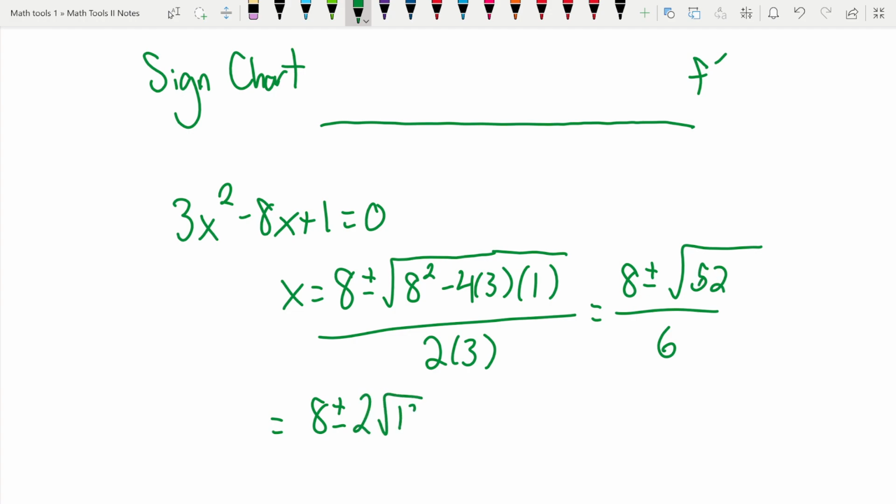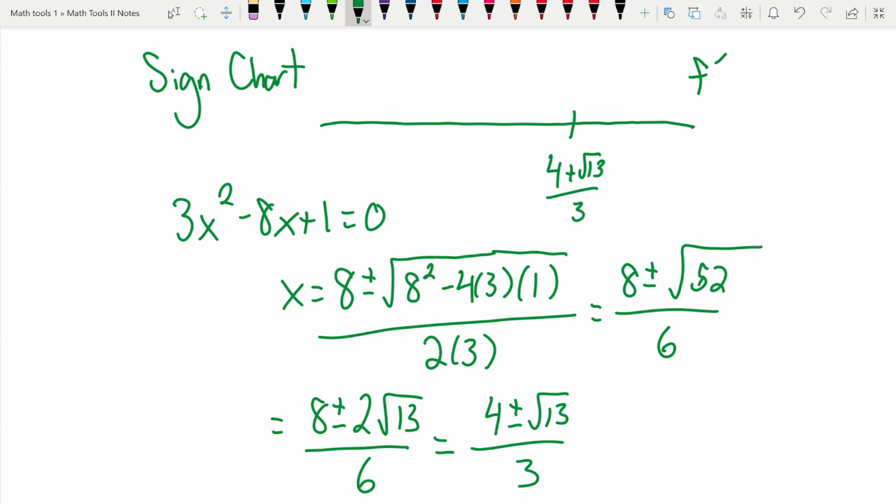So this is 2 root 13 over 6. And then you could cancel a 2 out of everything, if you want to make it a little simpler, right? It doesn't really make it all that much simpler. But these are our zeros, right? So one zero is 4 plus root 13 over 3, and then the other one is 4 minus root 13 over 3. Okay.